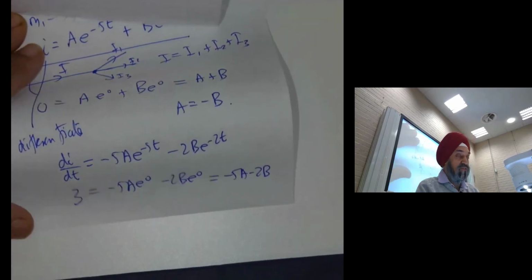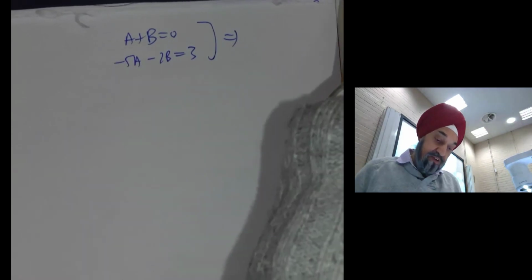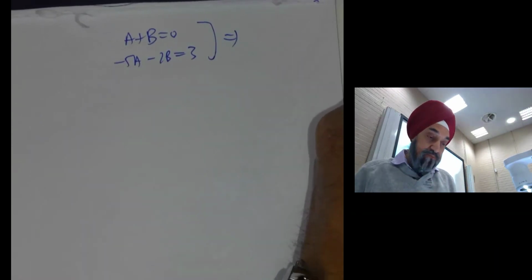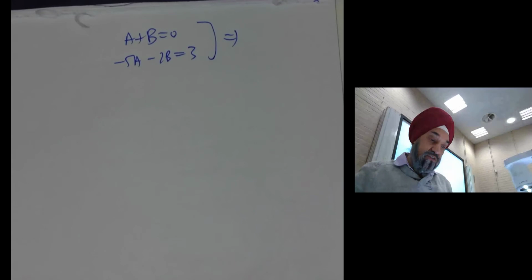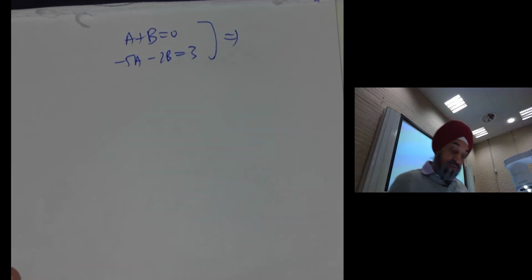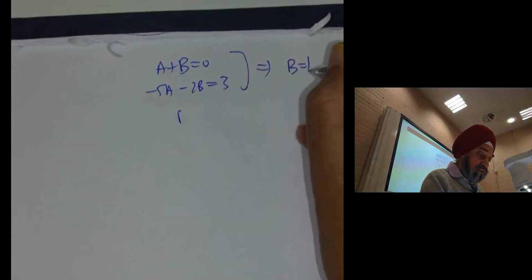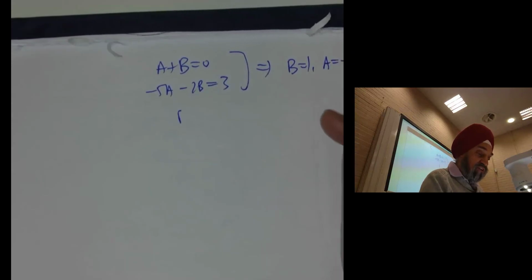You can solve simultaneous equations. You do them at GCSE, so you should definitely be able to solve those. Let me see if I worked out a solution earlier. So it was 1 and minus 1. We got B is equal to 1, A is equal to minus 1.